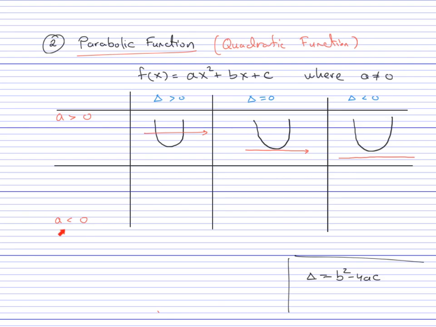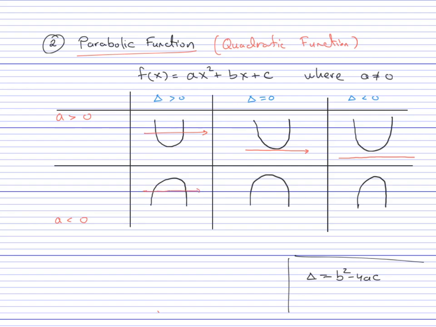Now, if a is negative, that means that the quadratic function is what we call a sad quadratic function. It looks something like that. And again, now we need to look at the different deltas. So if delta is positive, that means that we have two solutions to the quadratic function when we take this function to be equal to 0. And therefore, the function intersects with the x-axis at 2 points. That means it looks something like that.